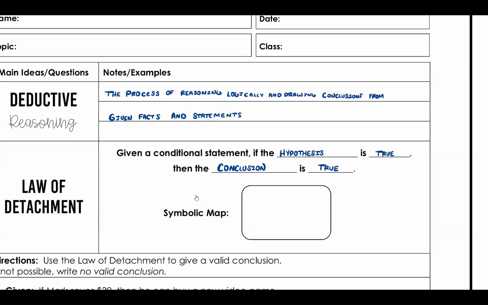So if we are in geometry class, then today is Tuesday. Is our hypothesis true? Are we in geometry class? Then our conclusion must be true because it's Tuesday.